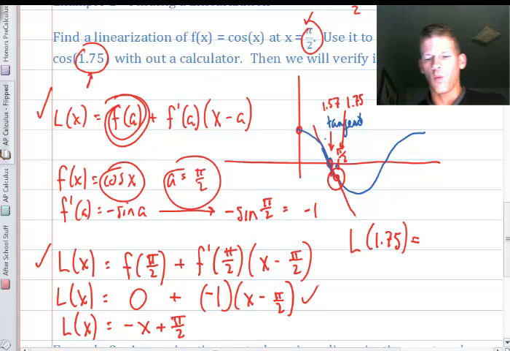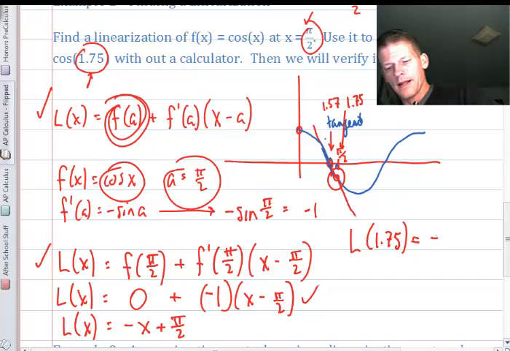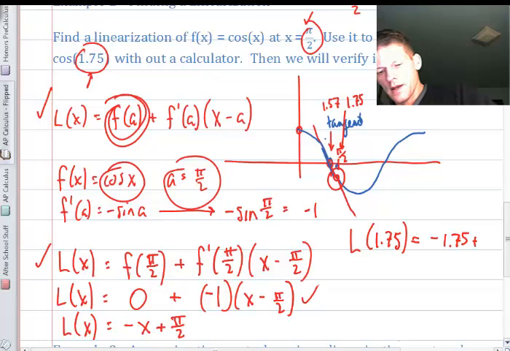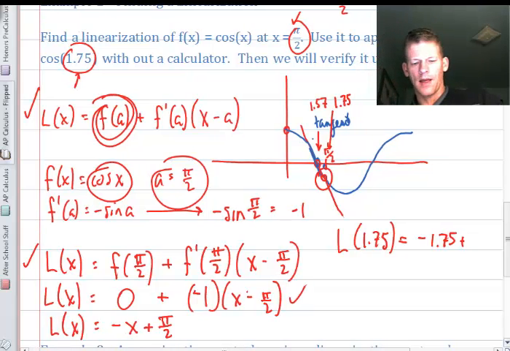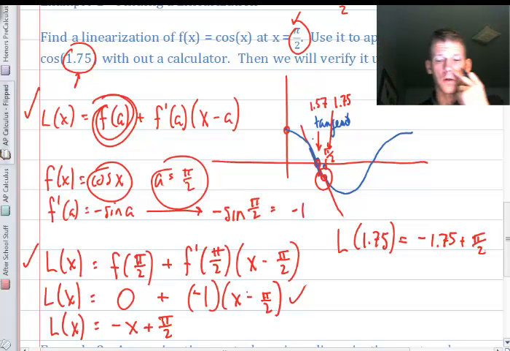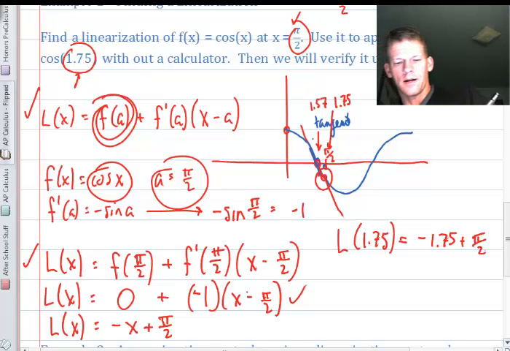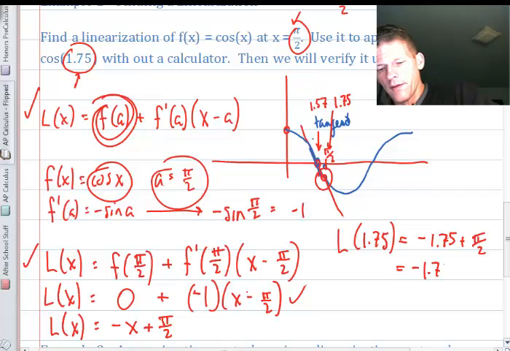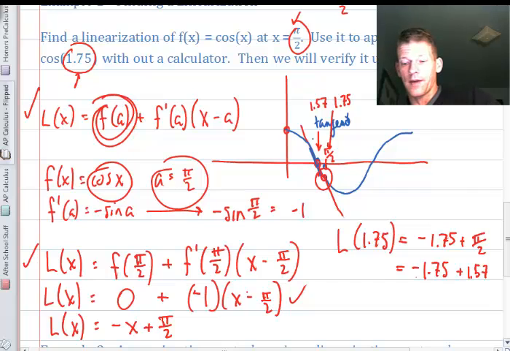The linearization at 1.75 is going to be negative 1.75 plus pi over 2, because remember this minus and that minus make a plus. Now pi over 2 is 1.57. There might be more decimal places, so I'm not going to worry too much about that, because remember I don't really have a calculator either. Negative 1.75 plus 1.57. Now because I don't have a calculator, I got to do this the long way.